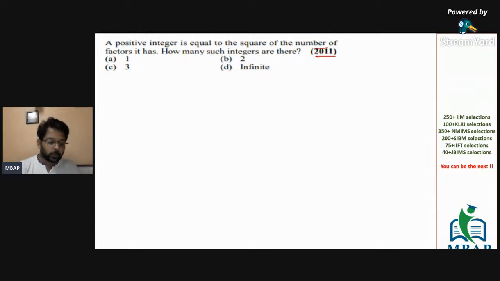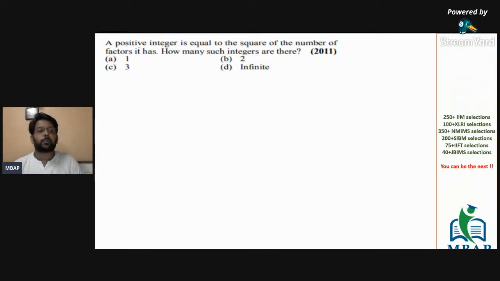I hope all of you are able to solve this along with me. If you're unable to solve, don't think twice to ask your doubts. Let's solve the 2011 question that we have got. Please read the question well and tell me what you think the answer would be.